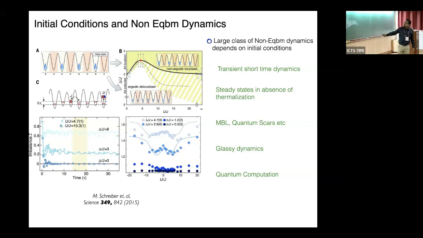There are other cases where you might be interested in the influence of initial conditions, transient short-time dynamics. Sometimes steady states in the absence of thermalization depend on where you start from. There can be multiple steady states, and depending on where you start, you can go there. MBL and quantum scars, where the dynamics are very much dependent on where you start from. Glassy dynamics, quantum computation, etc., etc.